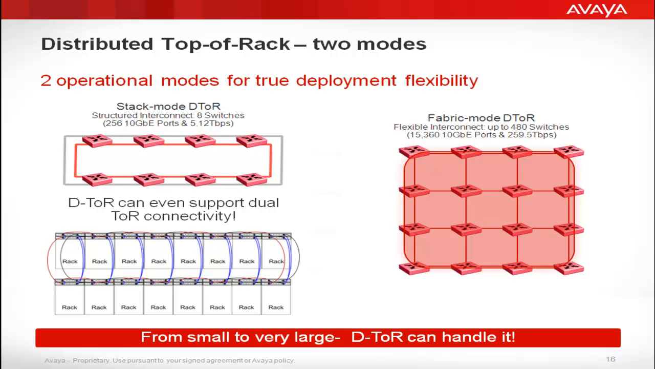Fabric mode creates a one-hop mesh, which can scale up to hundreds of DTOR switches, and port counts tops out at 10,000 plus 10 gig ports, with a maximum east-west capacity of up to hundreds of terabits. No other vendor can come close to this degree of scale, and this is just within the rack-to-rack environment within the single data center.